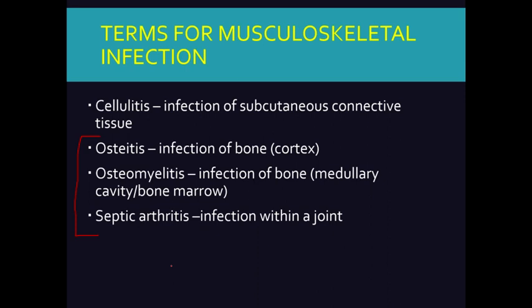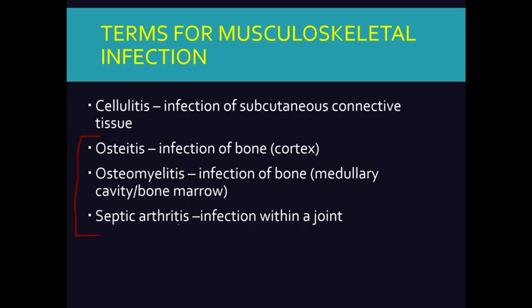So osteitis itself is just infection of the cortex. Osteomyelitis, which is much more common because infection tends to just aggressively destroy the local tissues, is infection of more so the medullary cavity and bone marrow, but we can still use it to talk about infections of the bone marrow as well as the cortex. I wouldn't say a patient has osteomyelitis and osteitis. I would just stay with osteomyelitis.